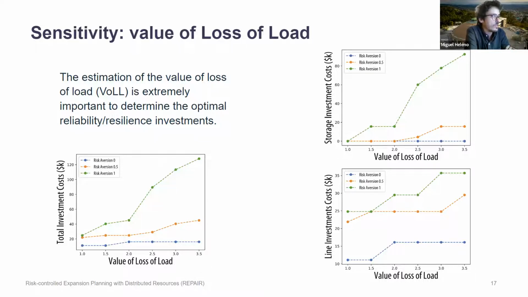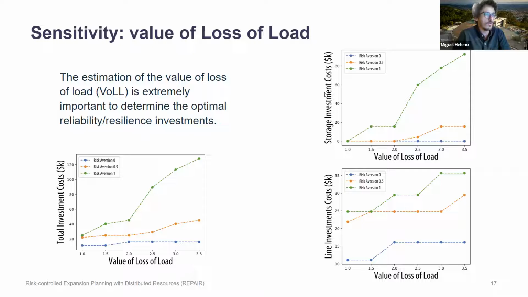But here what we did was to vary the value of loss of load and understand how that impacts the total investment costs. So what will be the optimal total investment cost to respond to that. As you can see, as we increase the value of loss of load, where each line is a different risk aversion policy, the total investment cost can be very high to hedge against this value of loss of load.